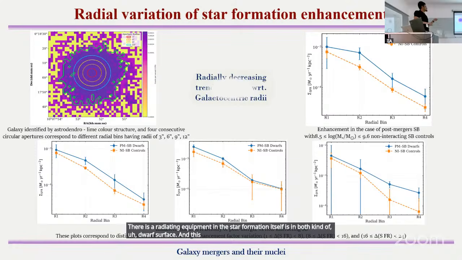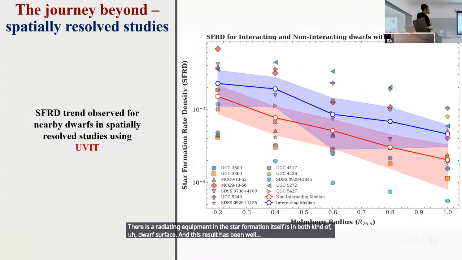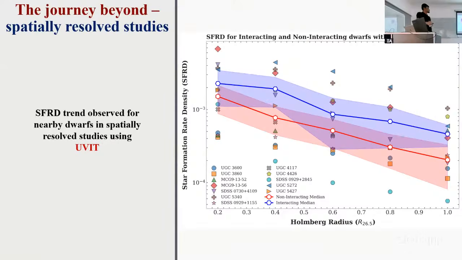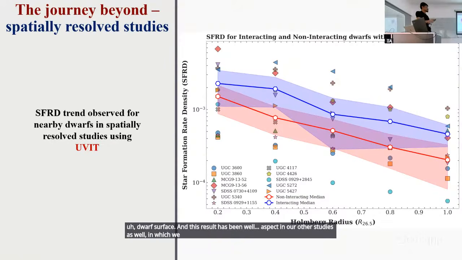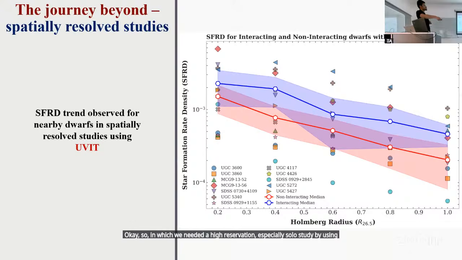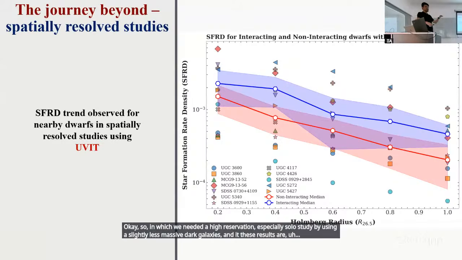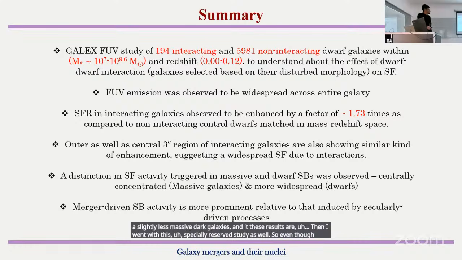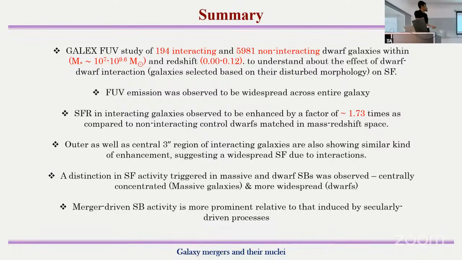And this result has been well established in our other studies as well, in which we did a high resolution spatially resolved study by using slightly less massive dwarf galaxies, and these results lie well with those spatially resolved studies as well. So even though I'm running out of time, I will leave you with my summary slide. Summary is there.